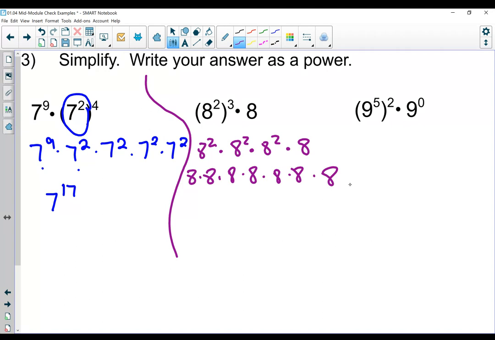So I have 1, 2, 3, 4, 5, 6, 7 factors of 8. It'll be 8 to the 7th power. The other way I could get that is just by simply adding up those exponents. 2 plus 2 plus 2. And then this 8 that's by itself, we have to remember, has an exponent of 1. 8 to the first power is equivalent to 8.